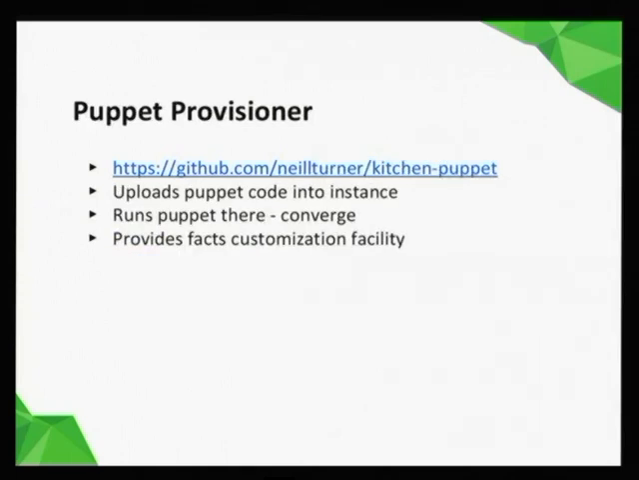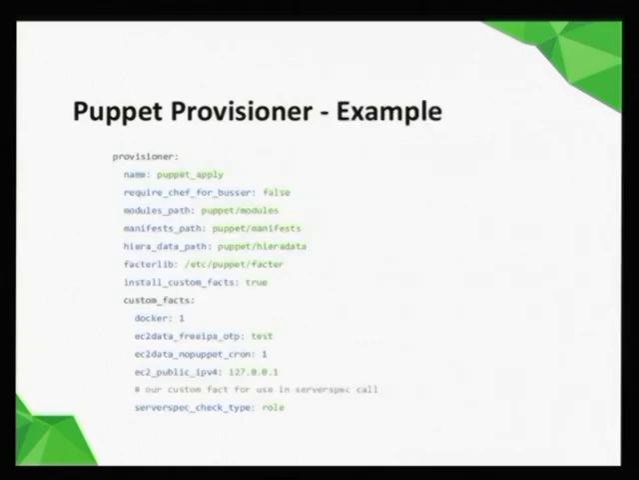So, Puppet provisioner, also an external model. It gets Puppet into the instance under test. And the most important part from a test perspective is actually a facility to override Puppet facts to create interesting test constraints. So here is an example of our Puppet provisioner configuration.